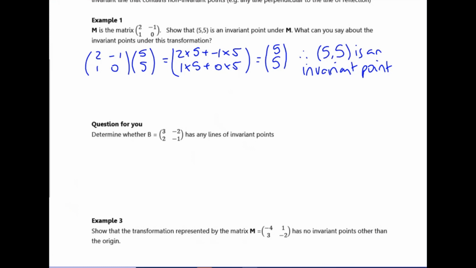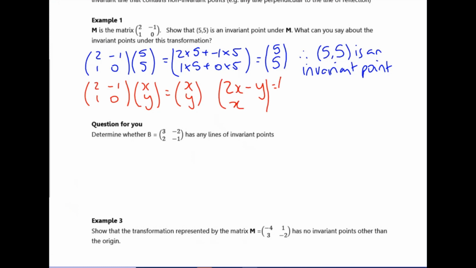It then says, what can you say about the invariant points on this transformation? So that suggests that there's more than one invariant point here. So let's do it generically this time. So let's do 2 minus 1 1 0 times by the point xy. And for invariant points, we should get the same thing out. We should get xy out. So I'm going to put that equal to xy. Doing this multiplication, I get 2x minus y, and I get x. And that's equal to xy. So just multiply it on the left to get that vector and put them equal to each other.